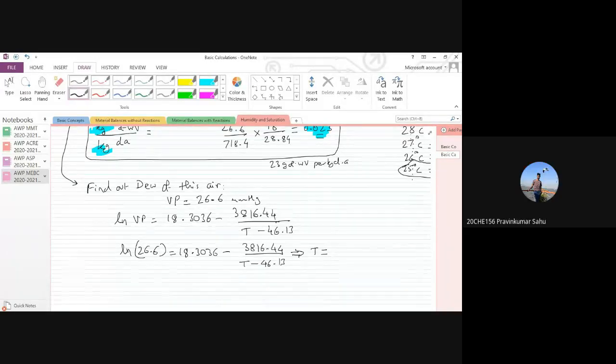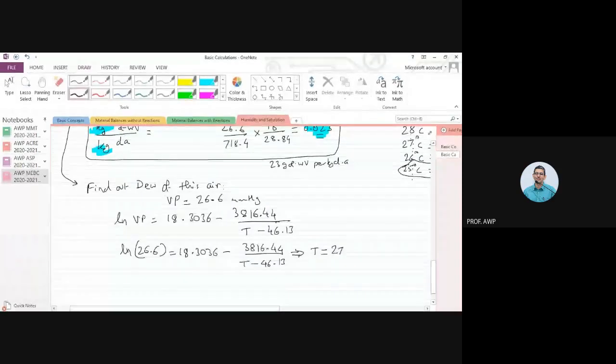Sir, won't it be 27 only? Because we calculated that. Yeah, 27 degrees centigrade. Temperature you will get in Kelvin, but then you convert to centigrade. So that means the dew point of this air is 27 degrees centigrade.